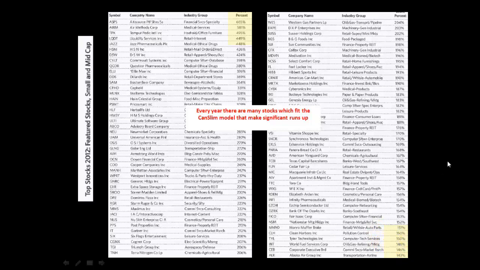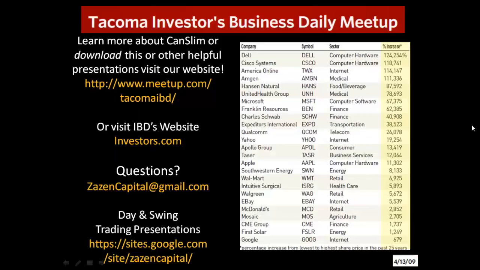So I'll show you this because I want you to know that even though we used examples from the past, there are still many, many stocks that fit the CanSlim profile that make huge runs up each and every year that you can participate in. Here's a list of the top 25 stocks over the last 25 years. Look at these gains. Pretty fantastic.